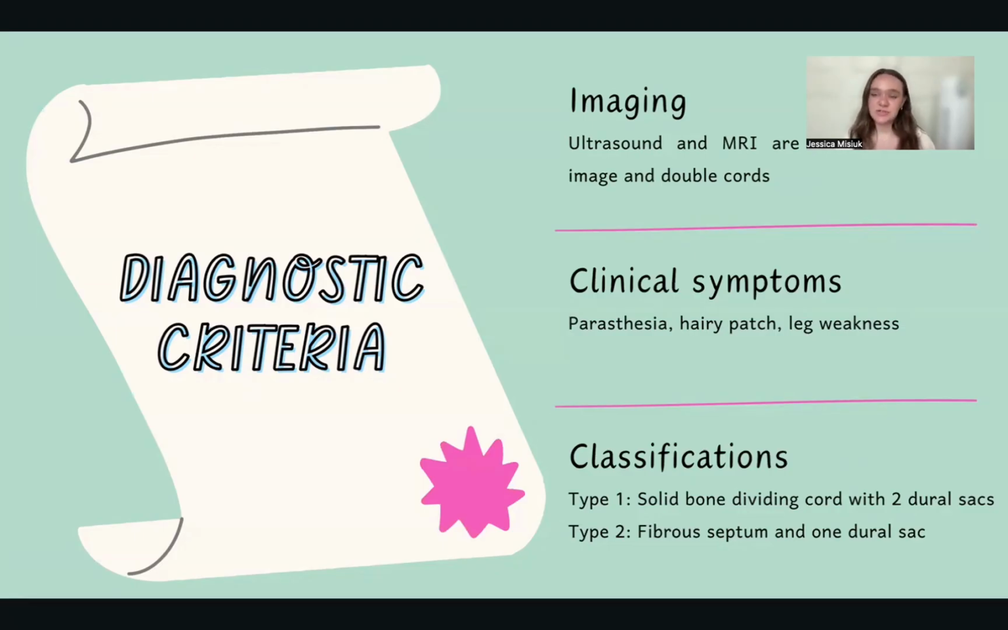And some of the classifications to further divide diastematomyelia include type 1, which is a solid bone dividing the cord. This causes it to split into two dural sacs. And type 2 is more of a fibrous or cartilaginous septum. It's a softer septum, meaning it doesn't split the dural sac into two. It will be contained in one, although it still has two spinal cords.